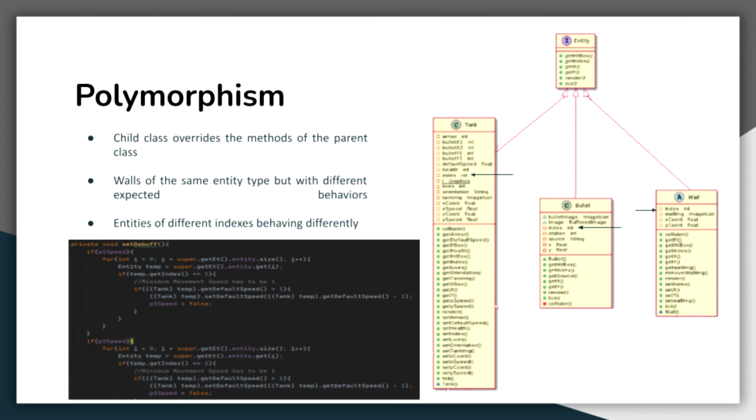Similarly, the child classes that implement the Entity interface inherit the abstract methods such as the getHitbox method, which gets overridden according to their dimensions in the game.